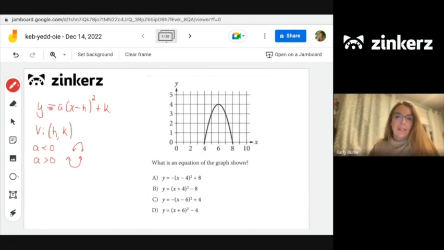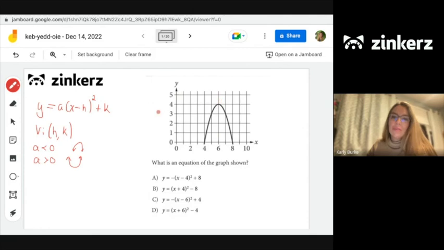A also tells you the vertical stretch. So if the absolute value of a is greater than 1, then it's going to be stretched out. And if the absolute value of a is less than 1, it's going to be squished down or compressed a little bit. So let's take a look at this parabola here.